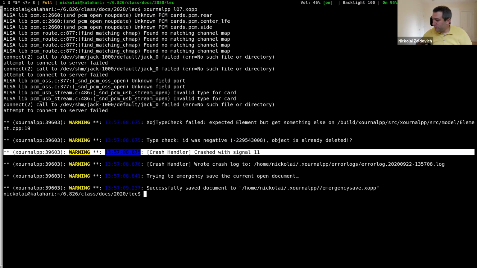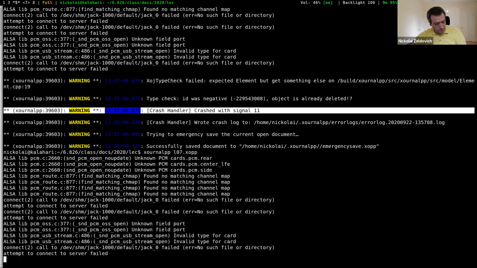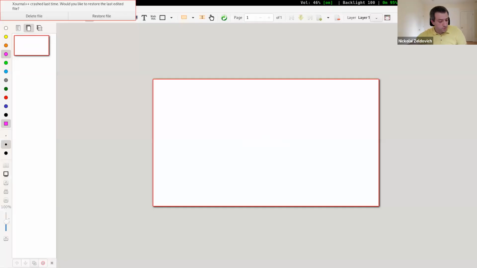Well, that was a buggy piece of code. Let's restore this file again.